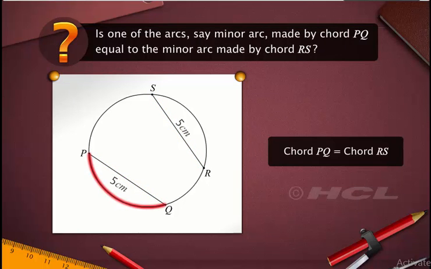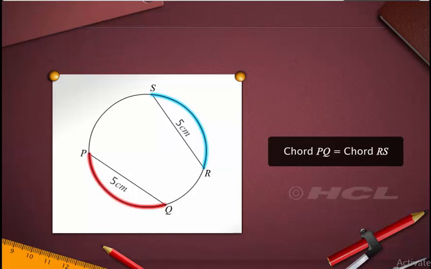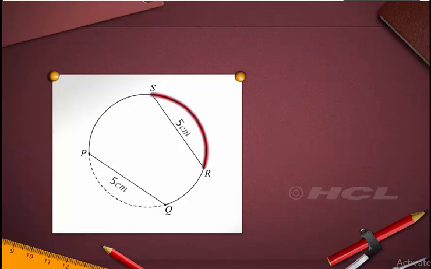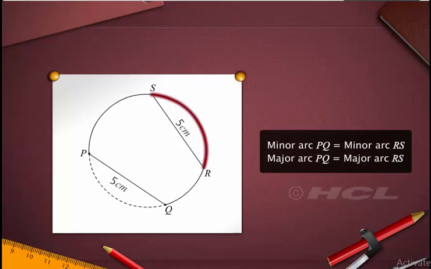Is one of the arcs, say the minor arc, made by chord PQ equal to the minor arc made by chord RS? Let's find out. We will take a copy of minor arc PQ and superimpose it on the corresponding minor arc made by chord RS. Observe that these two arcs cover each other exactly and so are congruent.